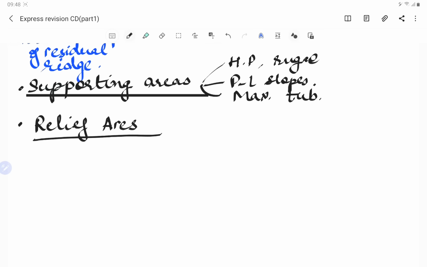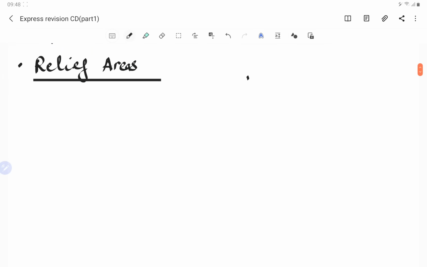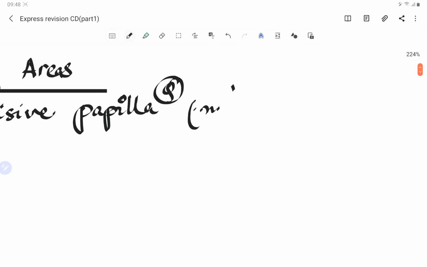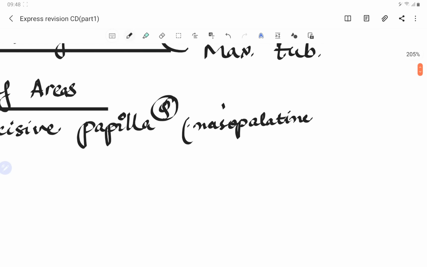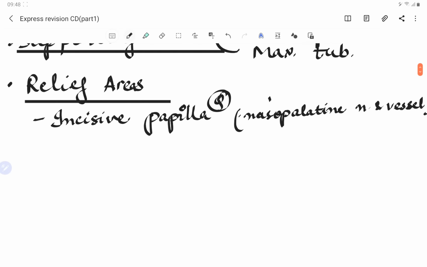Relief areas, we have got three relief areas in the maxilla: incisive papilla. Why is incisive papilla a relieving area? Because it has got nasopalatine nerves and vessels. See, the pattern nowadays has changed. They are asking reasoning kind of questions. So if we don't relieve it, there is going to be pain and a burning sensation the patient will complain of.